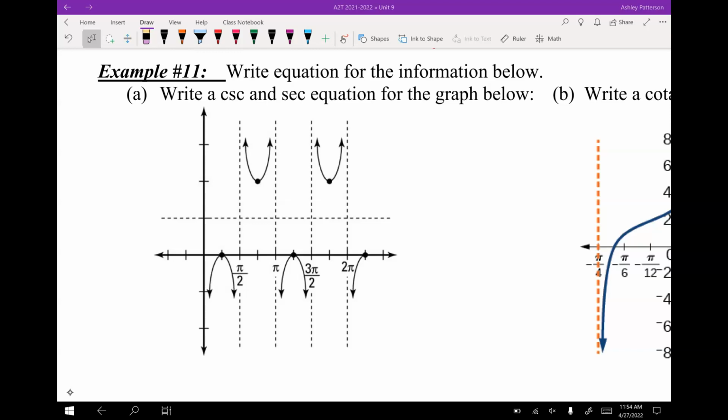Okay, so example 11a. We need to write both a cosecant and a secant equation for the graph below. Think about when we had to write a sine and a cosine graph, equations for a given graph. We had similarities. The a, the b, and the k were the same. What changed was the h value because it depends on our point of reference for sine and cosine.